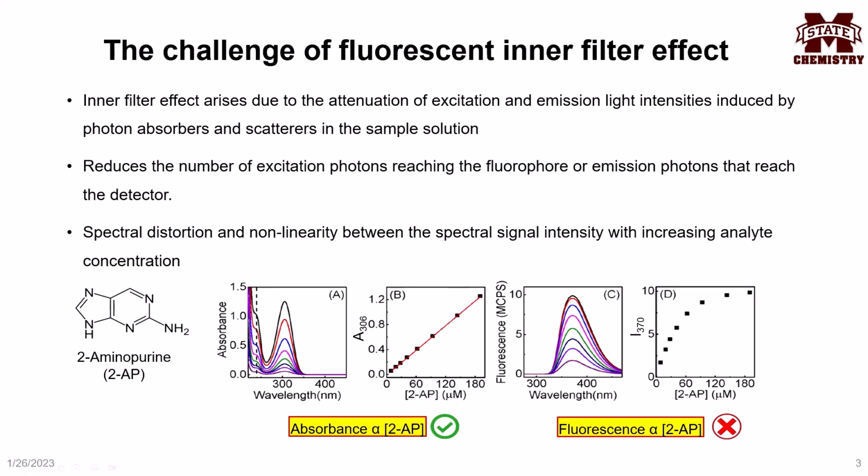Let's look at the following figures. Figures A and C show the UV-vis absorption and fluorescence spectra of the fluorophore aminopurine. It is evident that the UV-vis absorption is linearly related to the concentration of the aminopurine. However, the corresponding fluorescence emission deviates from linearity at higher concentrations of the aminopurine. This deviation is due to the inner filter effect.